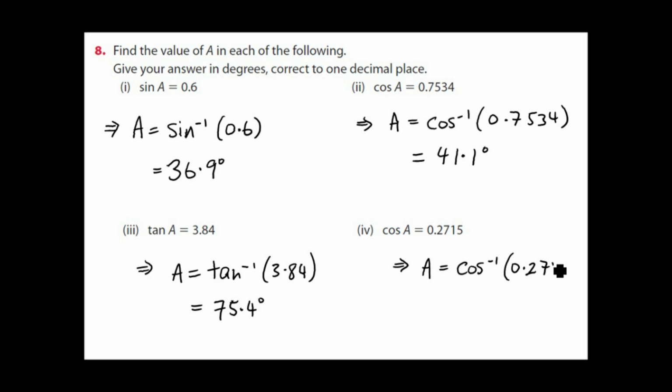Last one, if cos A is 0.2715, well A is cos inverse 0.2715 because we always use the inverse function when we're finding an angle. And this works out to be 74.2 degrees.